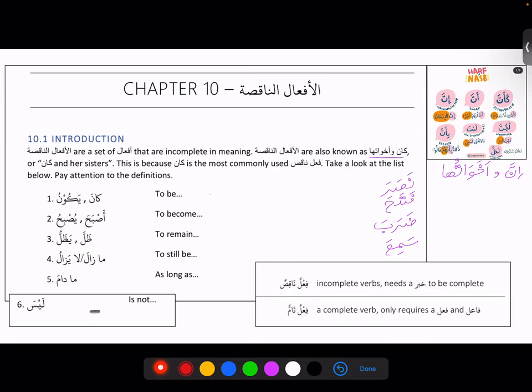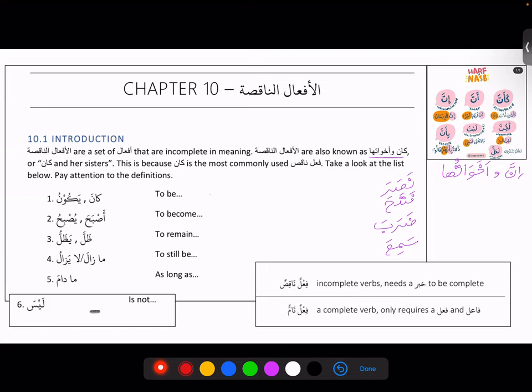And now today we are going to learn about af'al naqisa, or Kana and its sisters. Basically, what they are going to do: just like Inna has an ism, Kana and its sisters will have an ism. This ism would be rafa in status, but the khabar of Kana and its sisters would be nasab in status. So basically, Inna makes the mubtada mansub, Kana makes the khabar mansub. Okay, simple and easy, a one-sentence liner. This is how you can remember that.